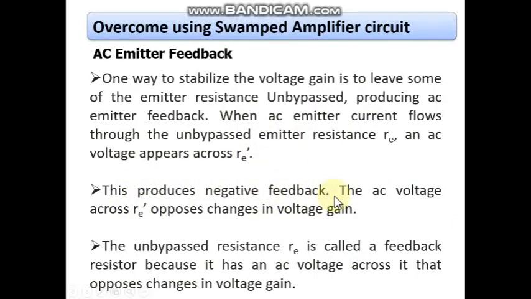This produces a negative feedback. The AC voltage across RE opposes the change in the voltage gain. The unbypassed resistor RE is called a feedback resistor because it has an AC voltage across it that opposes the change in voltage gain.